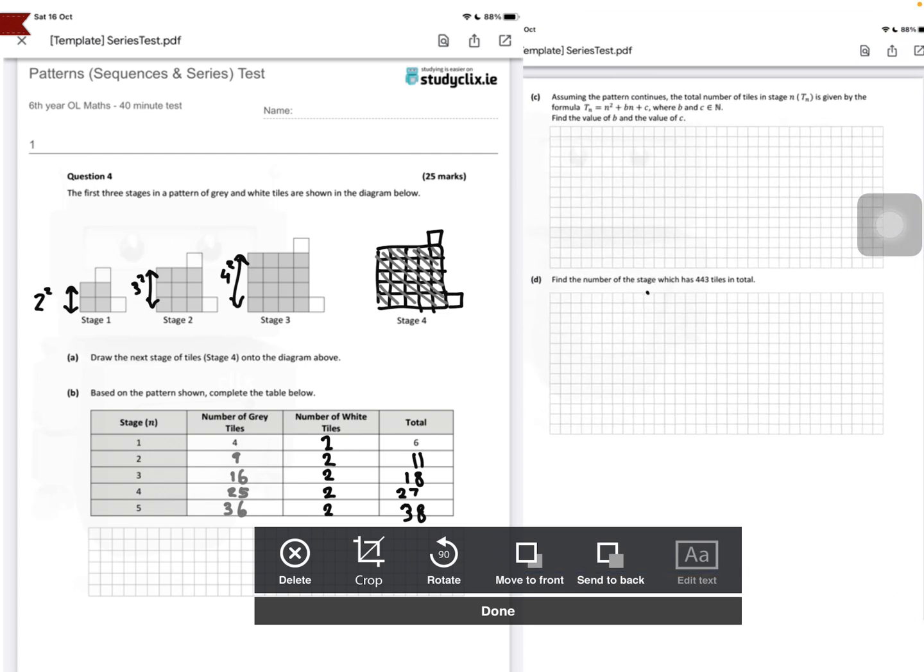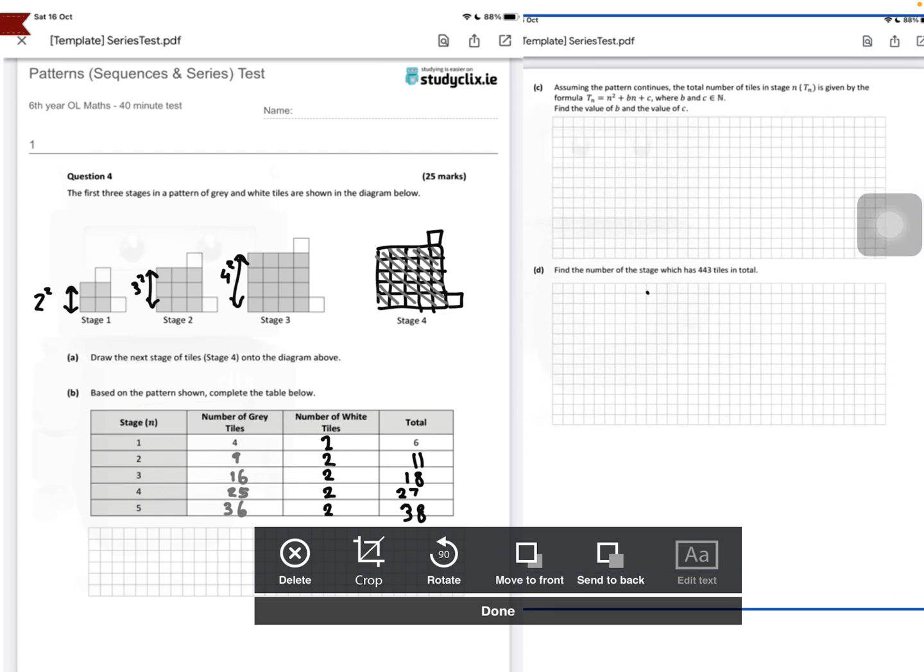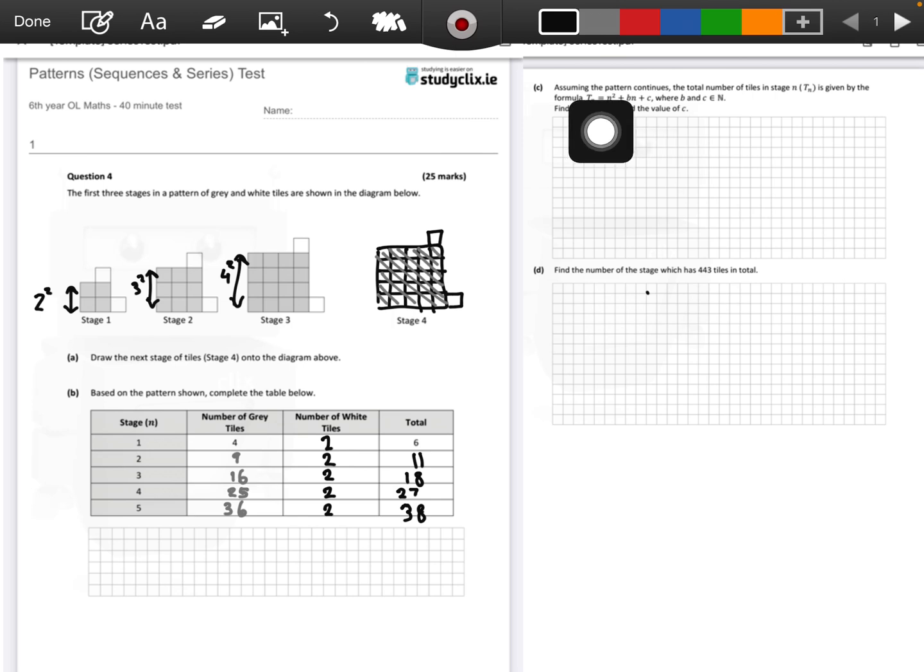So same question continued on. It says, assuming the pattern continues, the total number of tiles in stage n is given by the formula T of n equals n squared plus b times n plus c, where b and c are elements of the natural numbers. It just means that b and c are whole numbers. So if we got decimals there, our answer would have been wrong and we should try again. It says find the value of b and c.